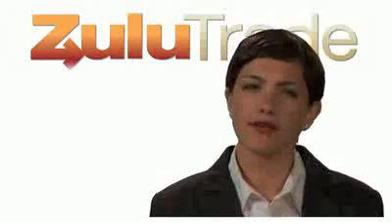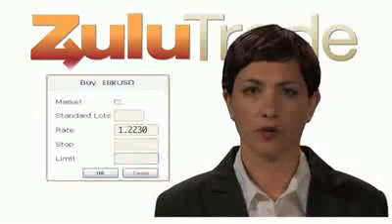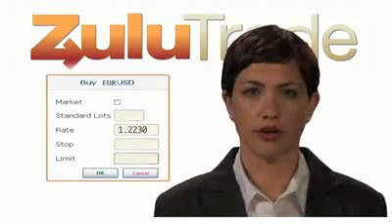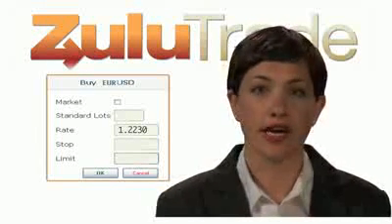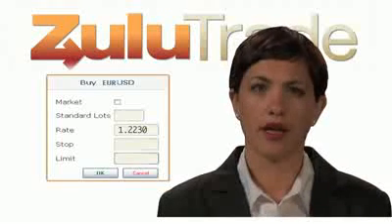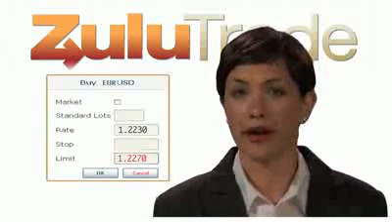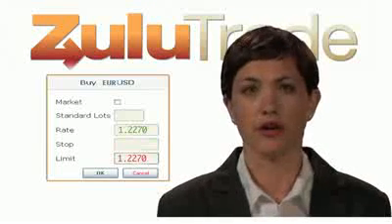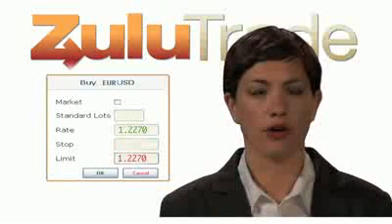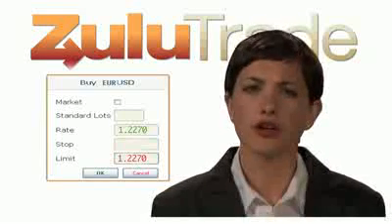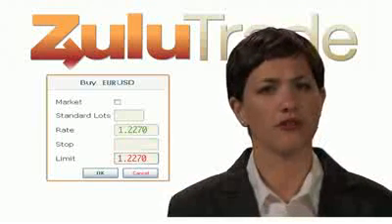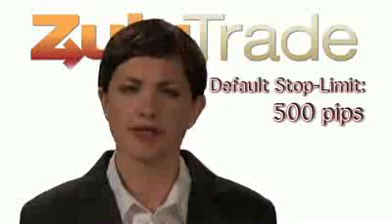Let's assume that, as in the previous example, you bought a Euro-US dollar pair at 1.2230. If you think that a reasonable gain from this trade is 40 pips, you can set a limit at 1.2270. This means that if you were right and the Euro-US dollar pair rose to 1.2270, the platform would automatically execute the order at 1.2270 and secure your 40 pip gain, even if later the position falls lower than this level. On Zulutrade, all positions have, by default, a stop limit at 500 pips. Like the stop loss, you can also customize the stop limit at the specified field.